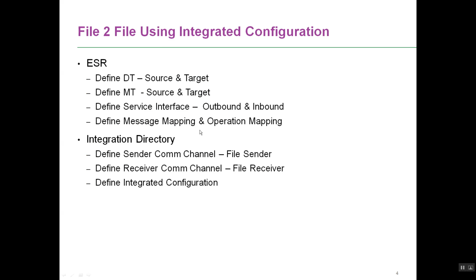Where is the difference? The difference lies in the integration directory. In the integration directory, we would define a sender communication channel, a receiver communication channel, and we would end up defining a new object that is called an integrated configuration. Previously, we would have created a sender agreement, a receiver determination, an interface determination, and a receiver agreement. Now, instead of those 4 objects, we are going to only create one object, which we are going to call an integrated configuration, and that would enable us to configure our interface. All right. So now I shall meet you back again within the PI server.